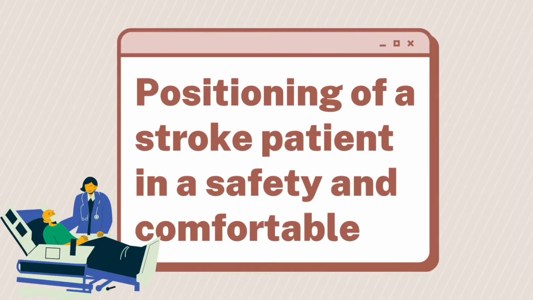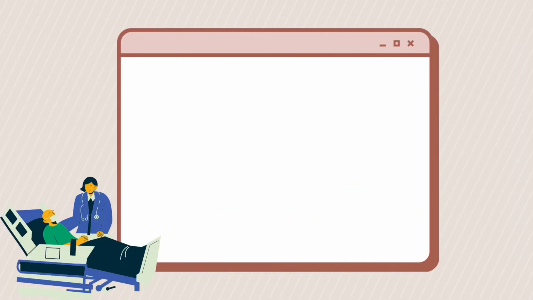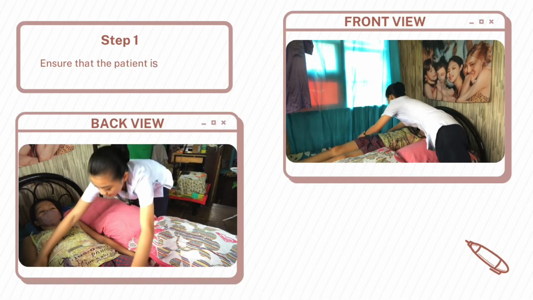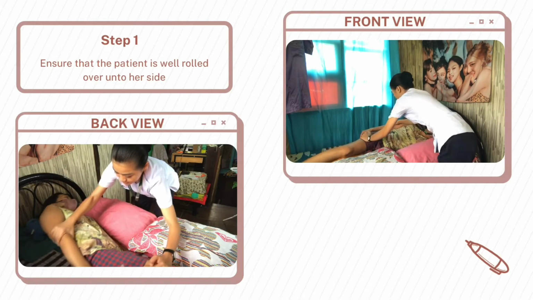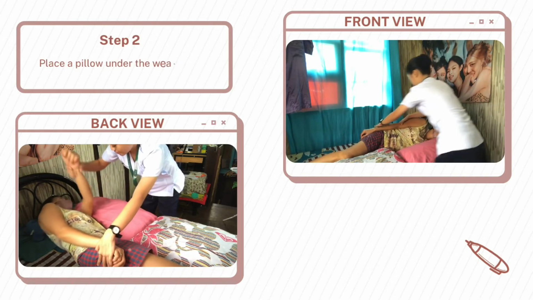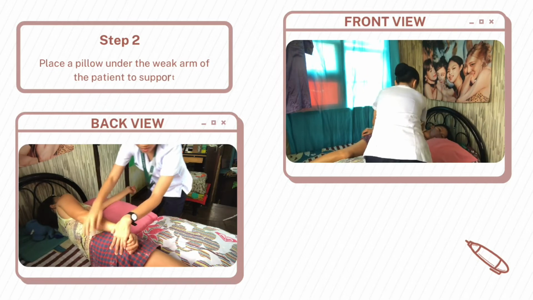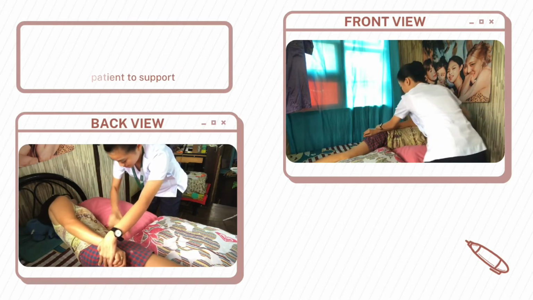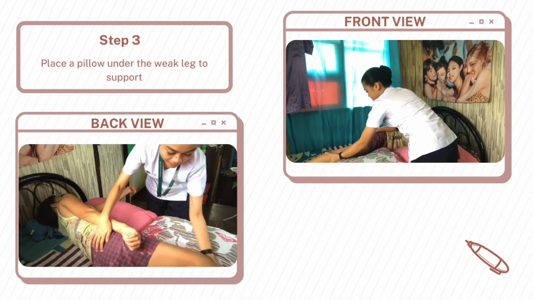Positioning of a stroke patient safely and comfortably. Step 1. Ensure that the patient is well rolled over onto her side. Step 2. Place a pillow under the weak arm of the patient to support. Step 3. Place a pillow under the weak leg to support.